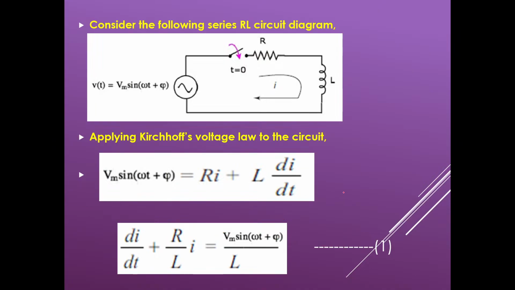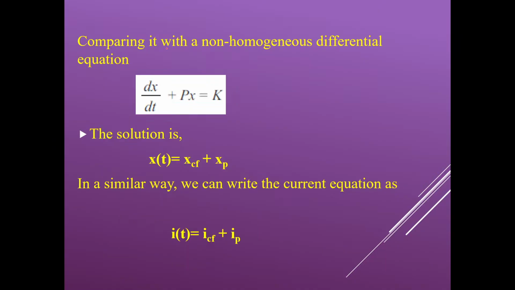I hope you have written this. I'm changing the slide. Compare it with the non-homogeneous differential equation. What is our non-homogeneous differential equation? dx by dt plus px is equal to k. The solution for this is x of t equal to xcf plus xp. Here xcf means complementary function, and xp is the steady state value or particular function.